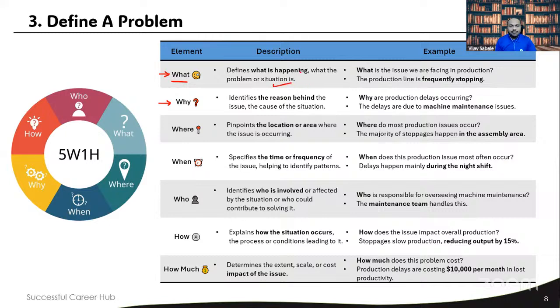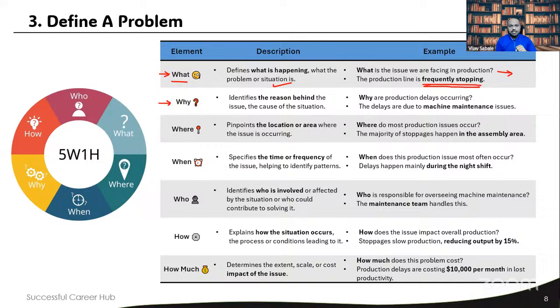So that is giving you more clarity about what is exactly happening in the system. Let's take an example for this. What is the issue we are facing in production? Let's say we are having some productivity issue, and for that purpose we are going to do the root cause analysis. So the first question is what is the issue that we are facing, and the answer is the production line is frequently stopping. So this is our problem. What is happening? The line is frequently stopping. Okay, so we got the first W, the first answer.